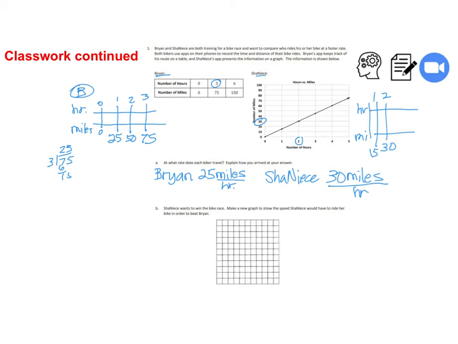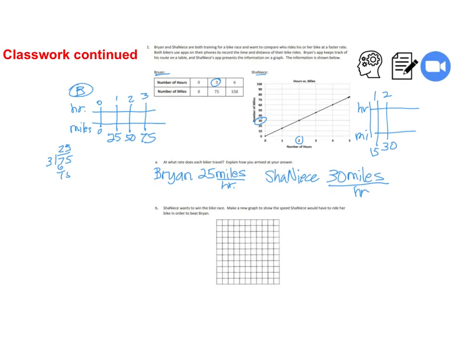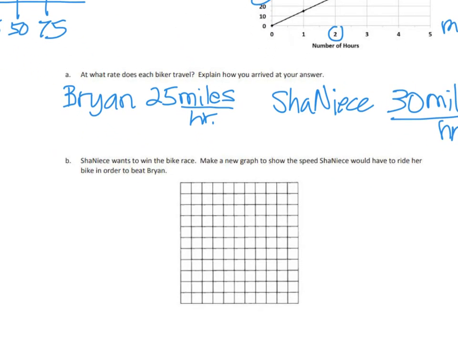Shanice wants to win the bike race. And it says, make a new graph to show the speed Shanice would have to ride her bike in order to beat Brian. I'm going to see if I can enlarge that, because that is too small for me to do any of my work.